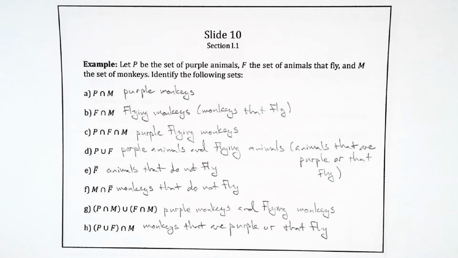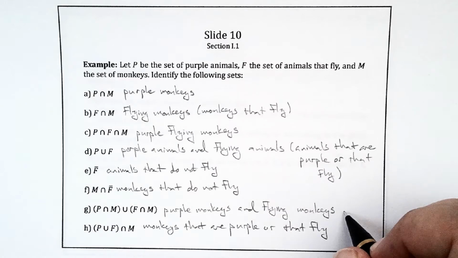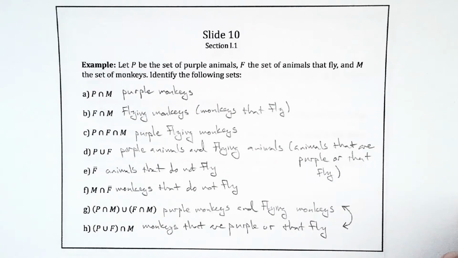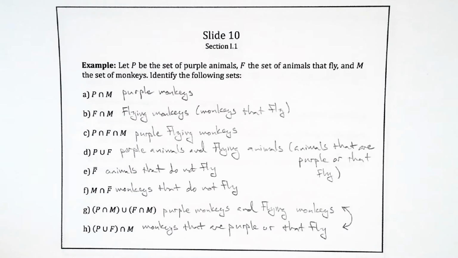And one thing I'd like to point out to you here, which is kind of interesting, is that these last two sets, if you think about it, they're actually the same set. You're talking about the same monkeys. And these two sets would be equal to each other in general, no matter what the sets were. They would always be equal. And that's a set identity that you can find illustrated in the textbook.